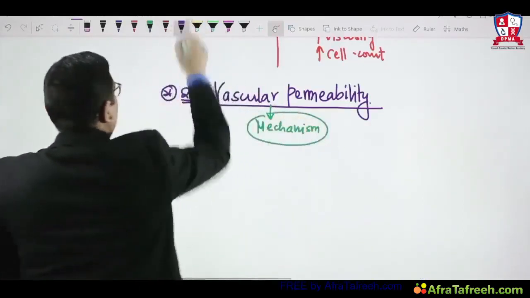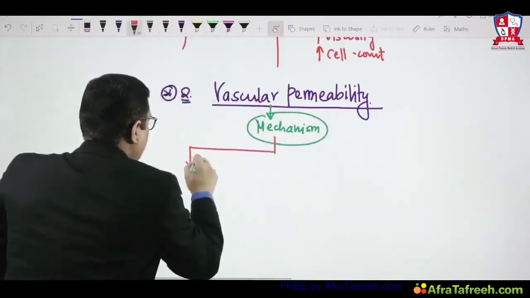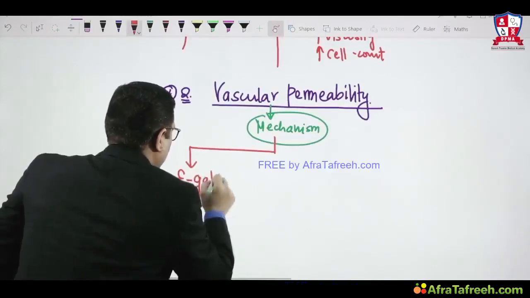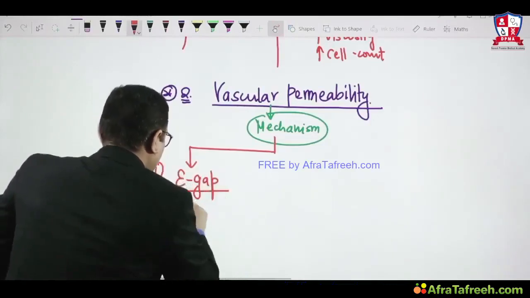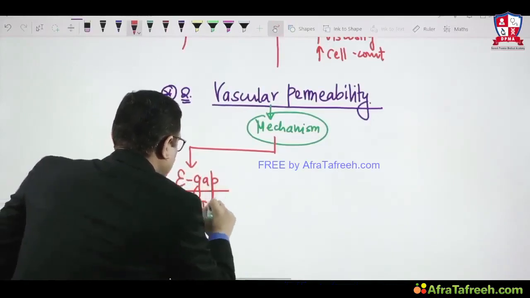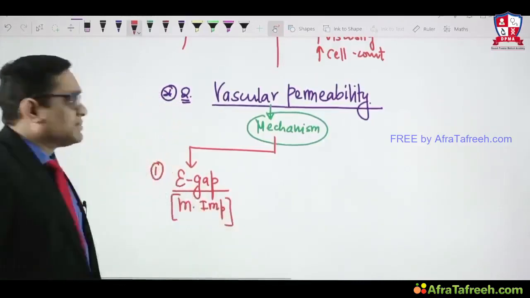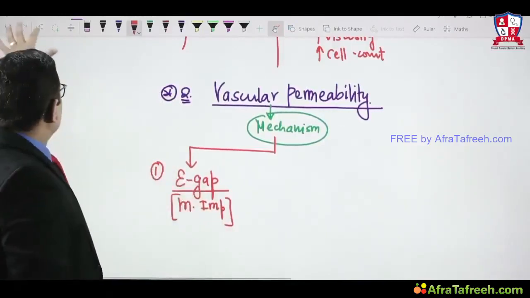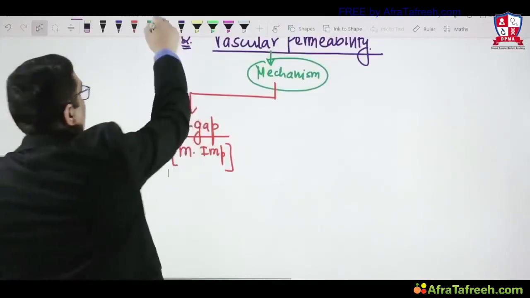The number one and most important mechanism of increasing vascular permeability is endothelial gap formation. Remember, this is the most important mechanism for increasing vascular permeability, endothelial gap formation.